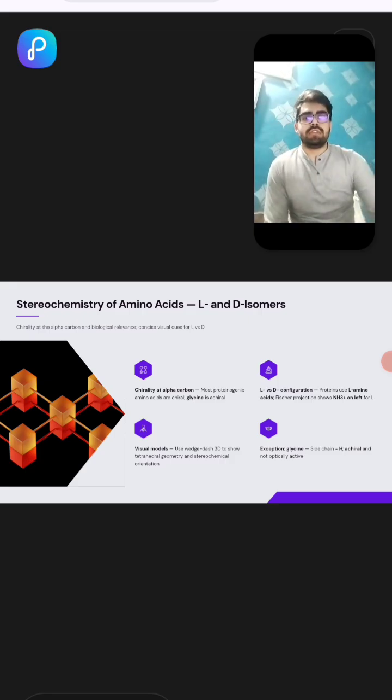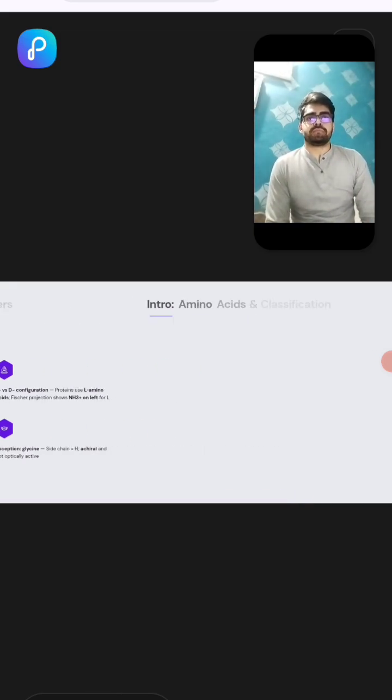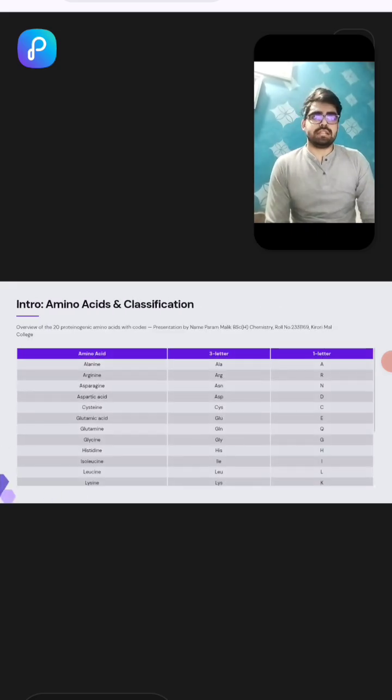Coming to the next part, we have amino acids and their classifications. Depending on the variety of side chains that bind the amino group and the carboxylic group, we have 20 majorly used amino acids.